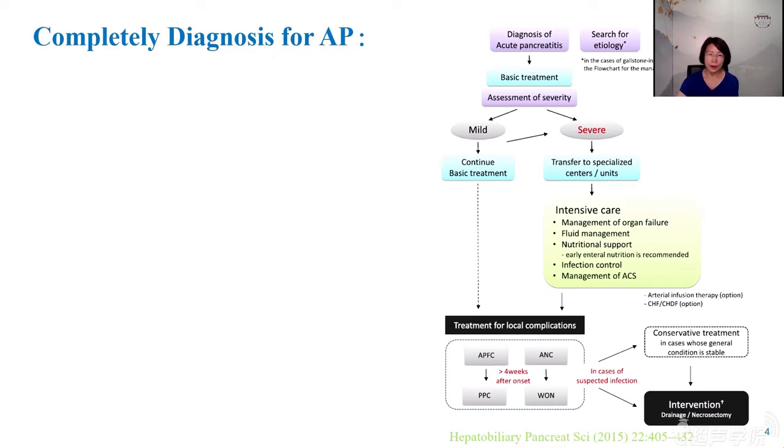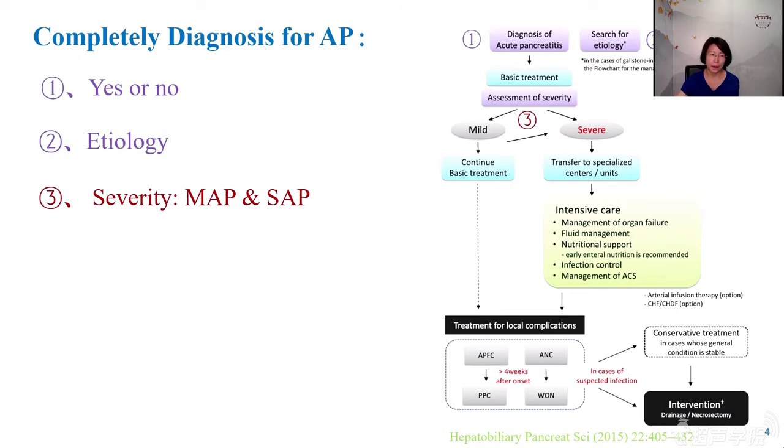Clinically, when a patient is suspected as acute pancreatitis, the clinical physician usually wants to know, is the patient acute pancreatitis? What is the etiology of the acute pancreatitis? What's the severity of acute pancreatitis? It is mild AP or severe AP. As shown in the picture, here is mild AP and here is the severe AP. The clinical intervention is quite different.